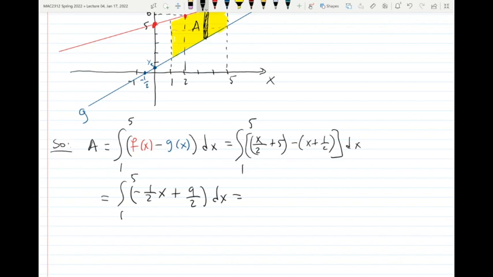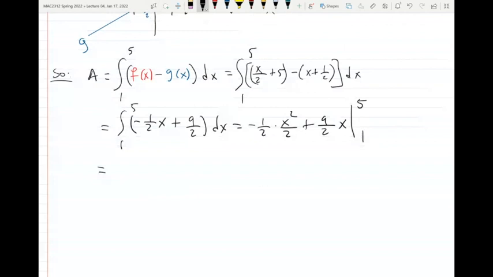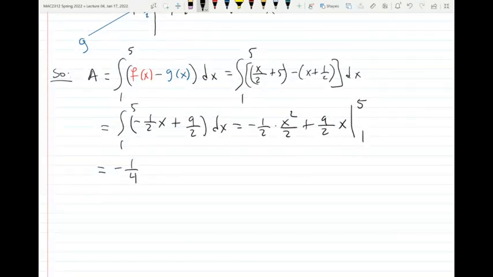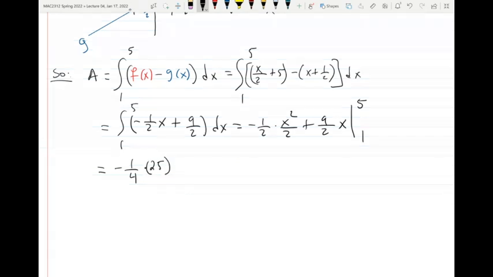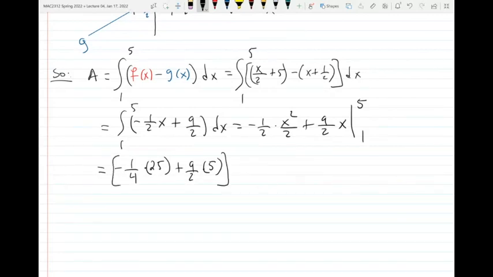And now it's a polynomial. So remember the fundamental theorem of calculus: we just need to find an antiderivative and then evaluate at the endpoints. So that'll be negative 1/2 times x squared over 2 plus 9 over 2 x. And then we plug in from 1 to 5 and we evaluate this. So negative 1 over 4 times 5 squared, that's 25, plus 9 over 2 times 5. That's what we get when we plug in 5, and then minus, when we plug in 1, we get negative 1 over 4 plus 9 over 2, right?